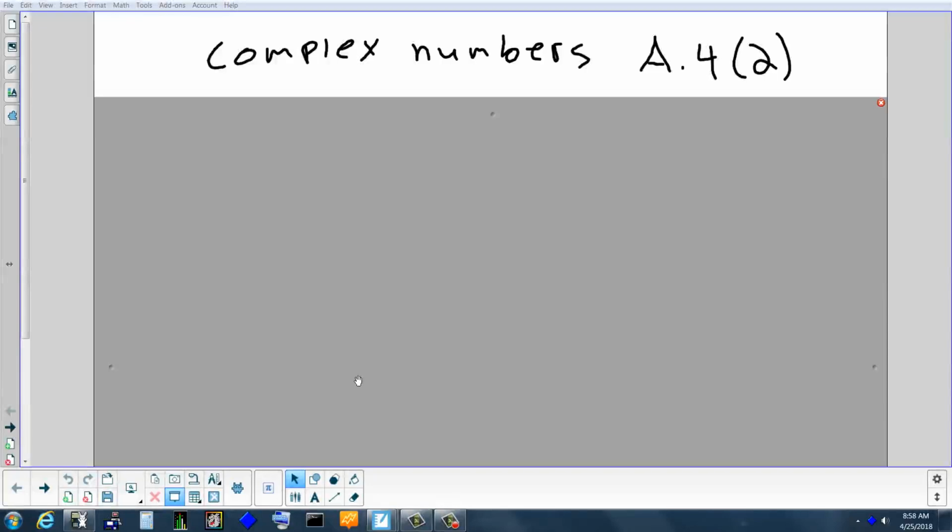All right, so today we'll finish up working with complex numbers. Again, this is A4, which is in the back of the book. Yesterday we looked at adding and subtracting complex numbers. Today we're going to look at multiplying and dividing.